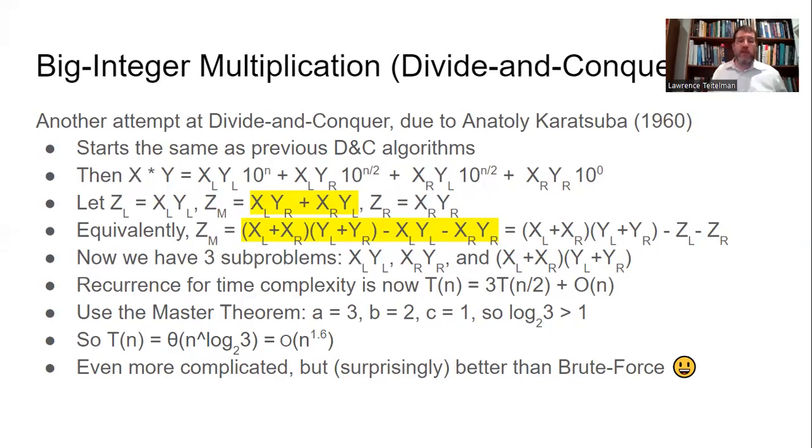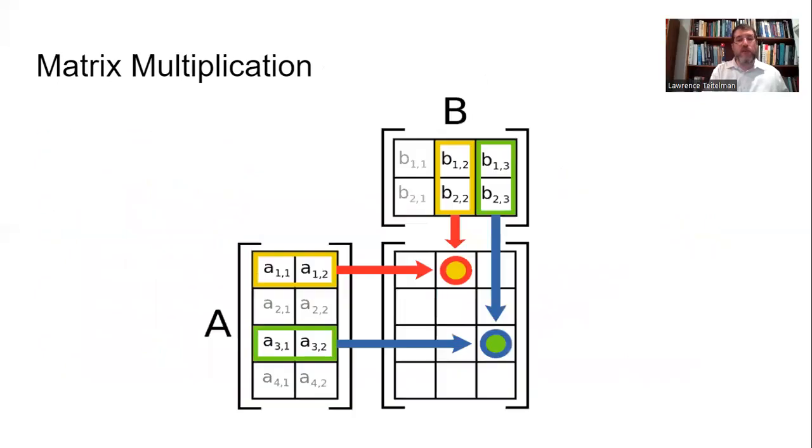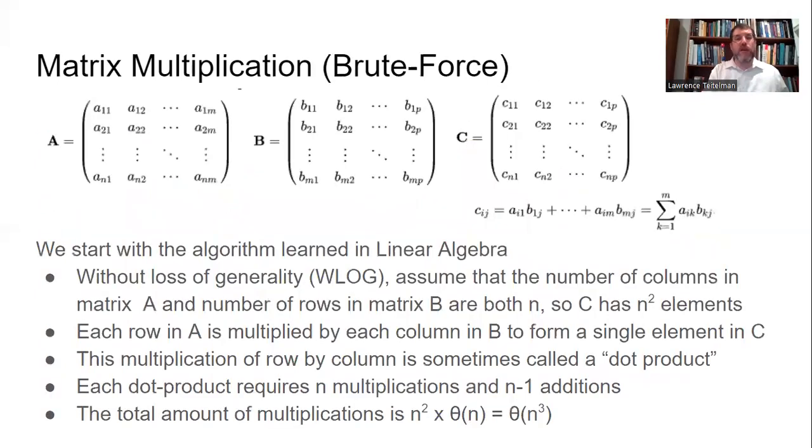The computing community was surprised by the result. By the way, this is before people were actually programming on computers for the most part. Okay, now we're going to do something very similar with matrix multiplication. All right, so here we have 2 matrices.